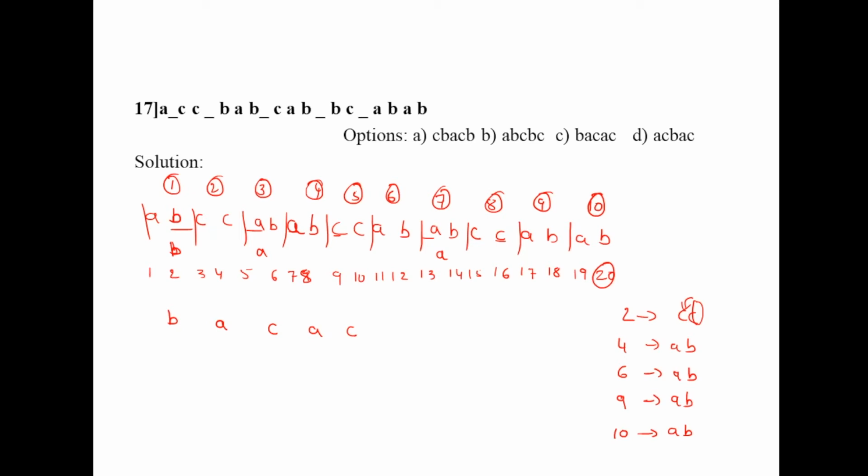Is there an option? Just check. The sequence is A, B, C, C, A, B, A, B, C, C, A, B, and again A, B, C, C, A, B, and A, B, and so on.